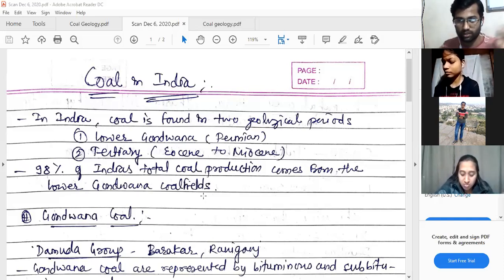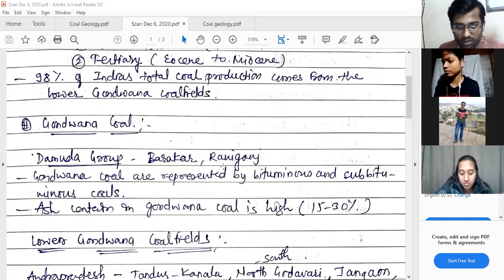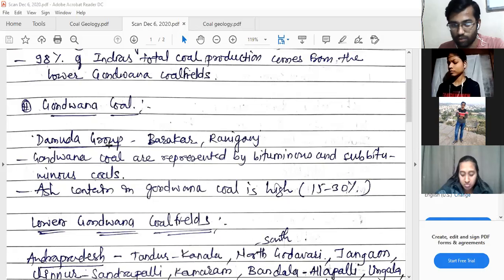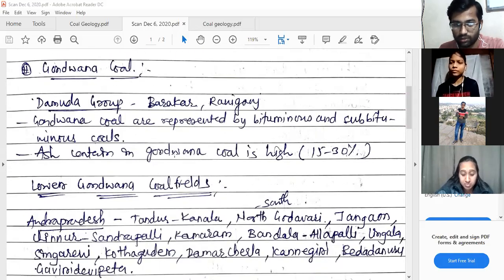Now they are expanding. Then we have the lower Gondwana group. In the Damuda group we have the Barakar and Raniganj coalfields. They represent bituminous to subbituminous quality. The ash content of Gondwana coal is a little bit high, from 15% to 30%, but still it is valuable.